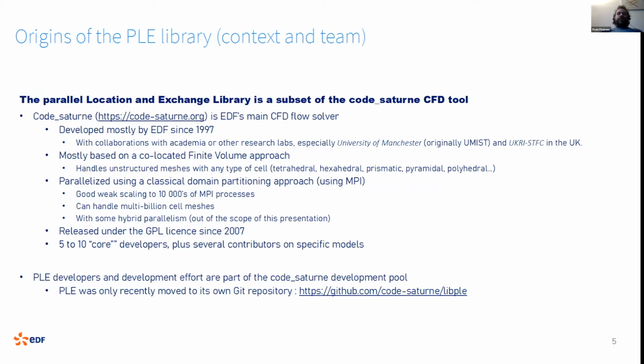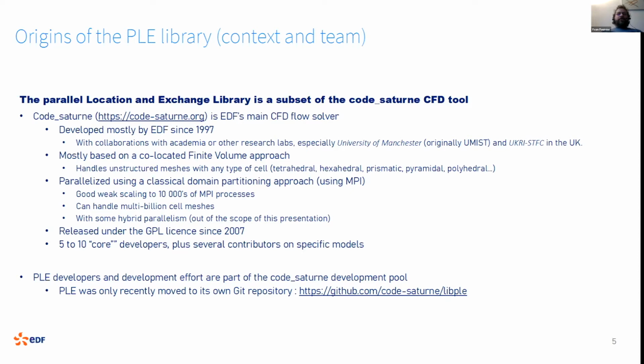It's actually a subset of the Code_Saturne CFD tool. I won't go into a detailed Code_Saturne presentation, but just to say that it's EDF's main CFD flow solver. It's been developed since 1997, mainly in-house with some collaboration. In the UK, that collaboration is mainly with the University of Manchester, historically on the turbulence aspects, and quite a few people at STFC now. It's mostly based on a co-located finite volume approach, in which we can have any type of cells, including polyhedra, kind of like OpenFOAM, with similar types of numerics and similar types of meshes.